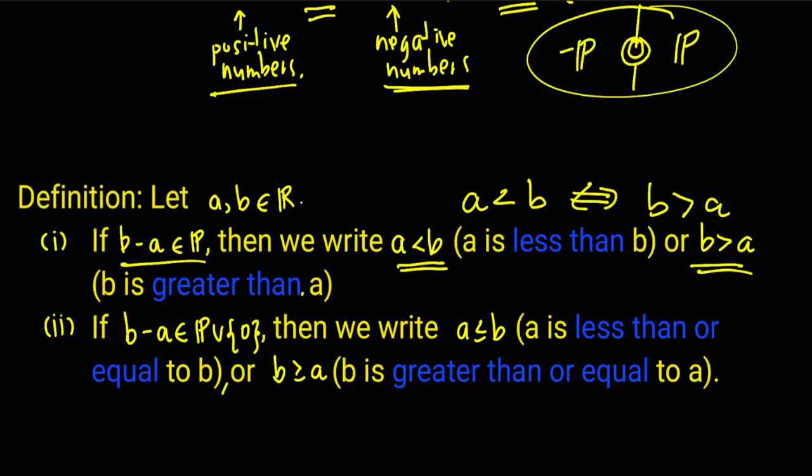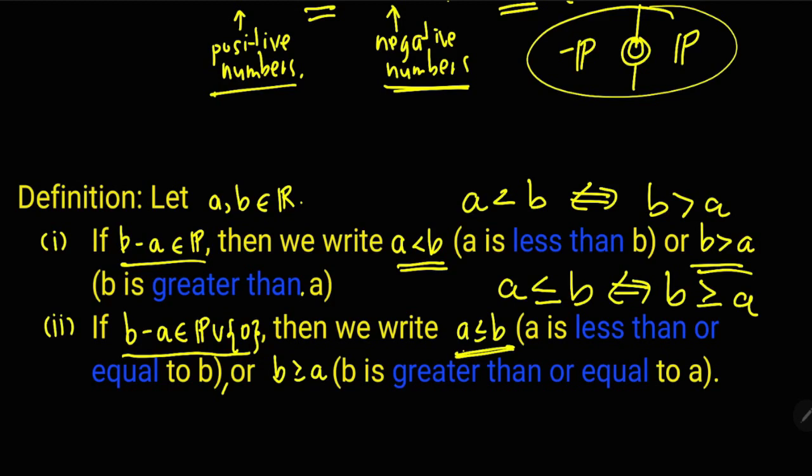Now on the other hand, if the result is either positive or 0, then we write that relationship as follows. We write A is less than or equal to B, and we denote that by the less than symbol with a half equal symbol below. So that means it's either less than or it's equal. So A is less than or equal to B. Or similarly, we can write it as B greater than or equal to A.